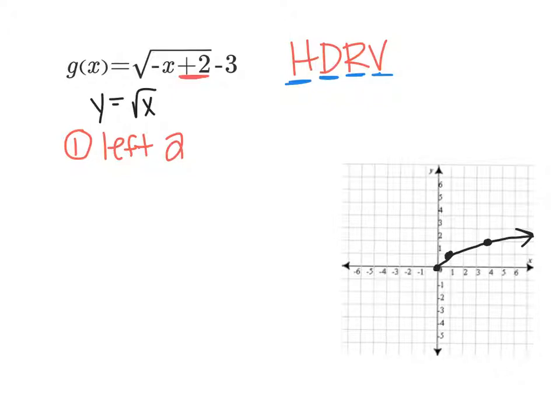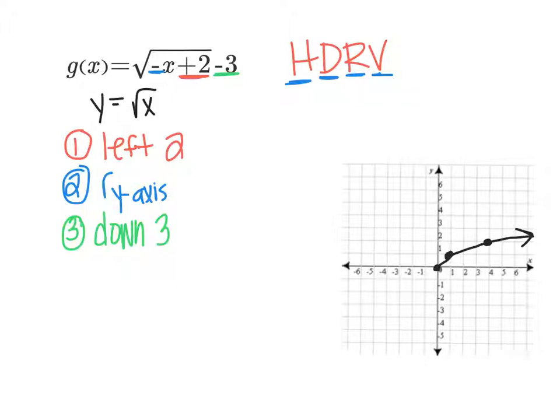The next thing I'm looking for is a dilation. I don't see any because there are no coefficients anywhere, so I'm going to skip to reflection. Because the x is being negated, that means I'm going to reflect over the y-axis. Okay, and then finally I'm looking for a vertical shift. That occurs right here. This -3 at the end implies this function is being shifted down 3.